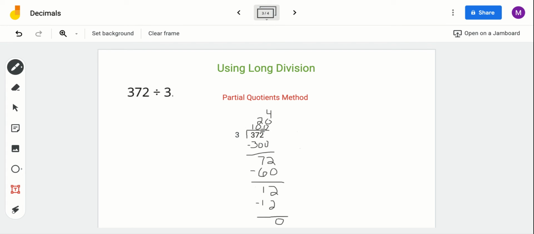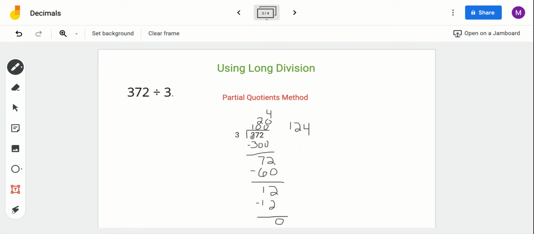So then I add up these quotients that I got. 300 divided by 3 was 100. 72 divided by 3, I got 20 with 12 left over. And then 12 divided by 3 was 4. These are all my quotients that I got. I add them up and I have 124 again. And of course, I should get the same answer each time.